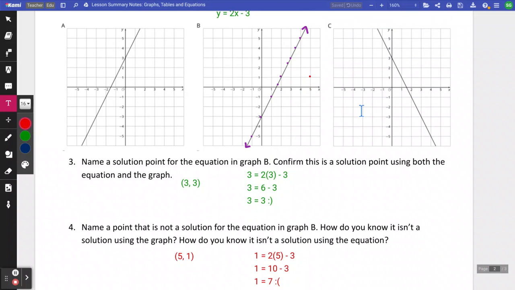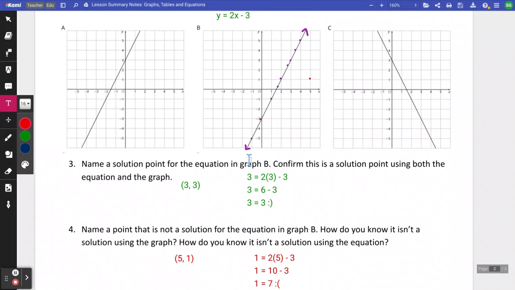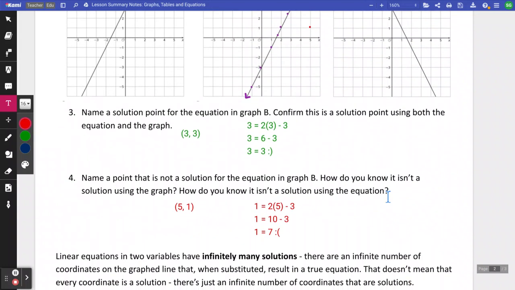The other thing we're noticing here, especially from number 3, is we said that there are lots and lots and lots of solution points for these linear equations. The same thing would be true for graphs A and C. The mathematical word we use for that, and I'll scroll back down, is infinite. There are infinitely many solutions, which means there's so many solutions I can't count them.